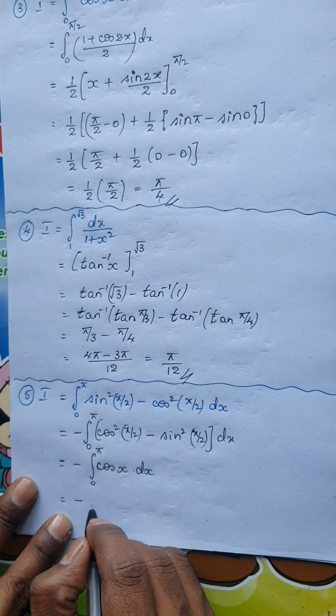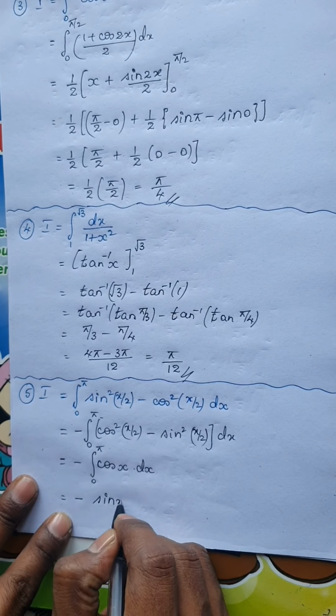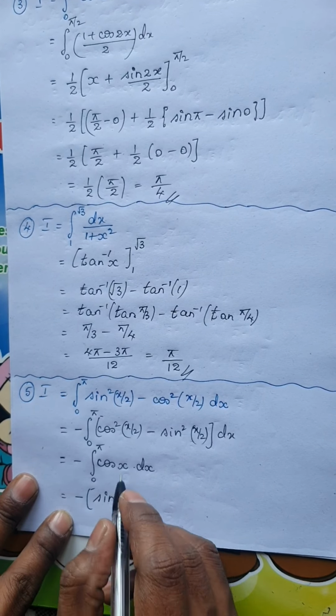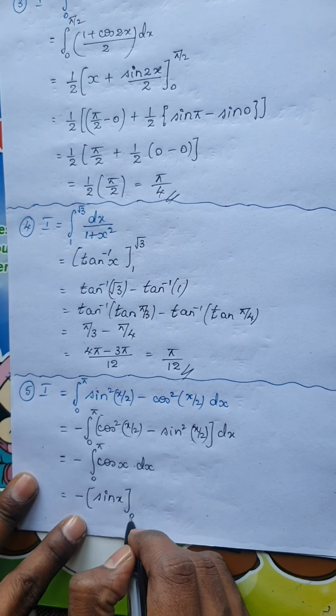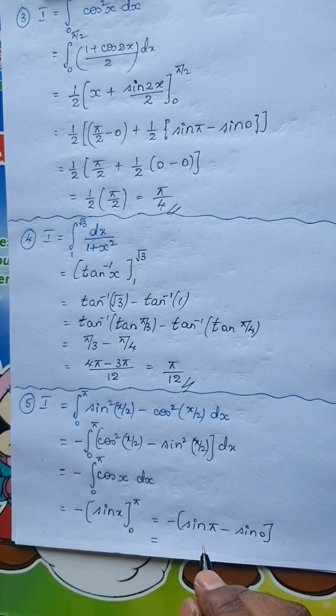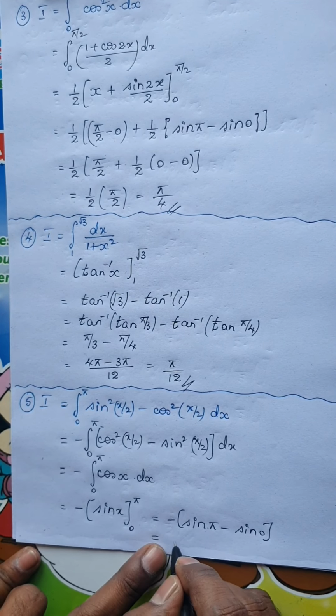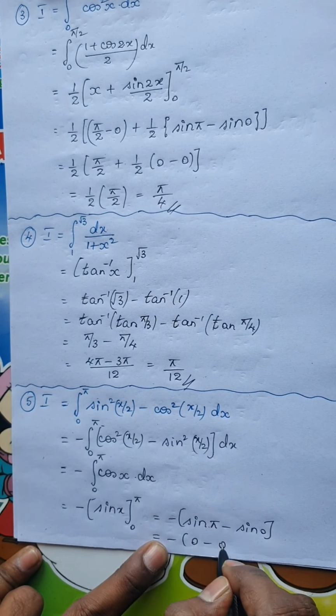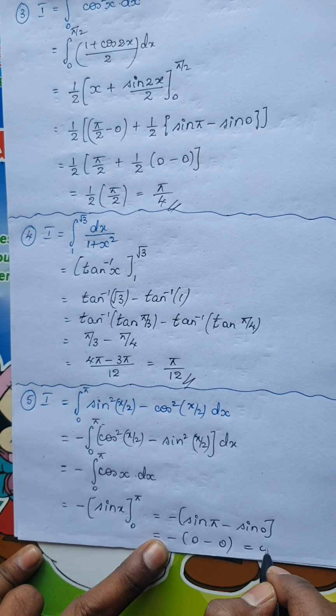Now what is the integral of cos? A standard result. Integral of cos is sine. This is integrated within the limits 0 to pi. This is nothing but minus, apply the limits. So this is sine pi minus, the lower limit is sine 0. We know sine pi is 0 and sine 0 is also 0. So the result would be minus of 0 minus 0. This is nothing but 0 itself.